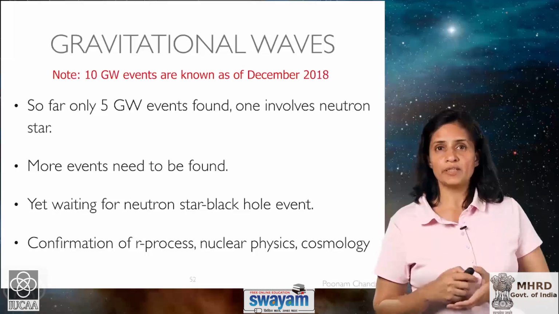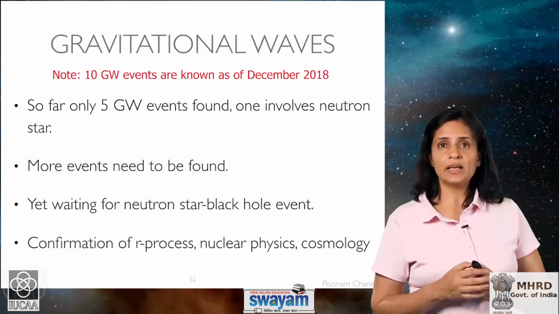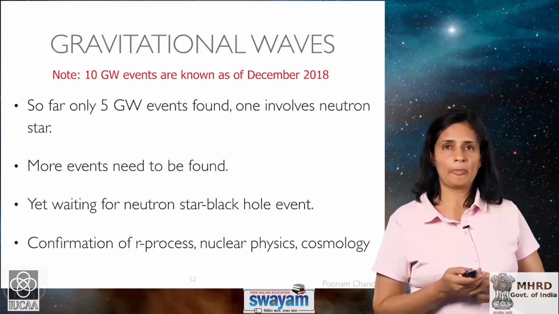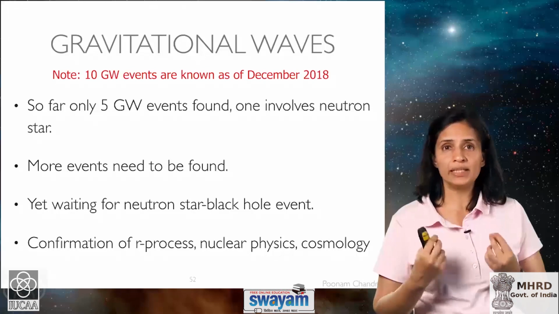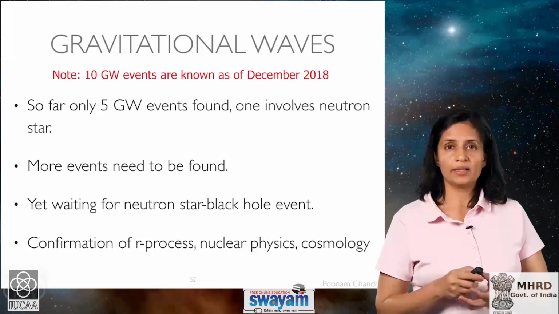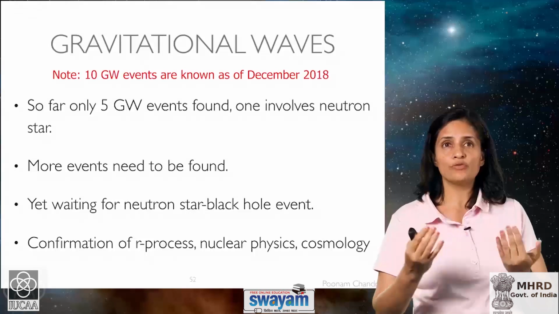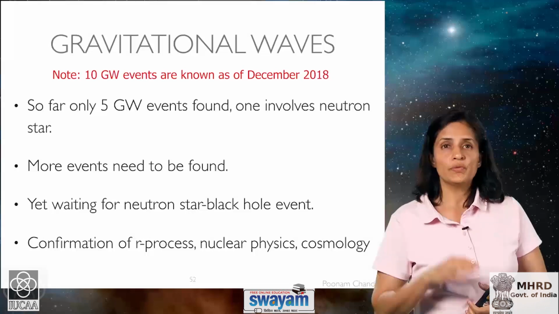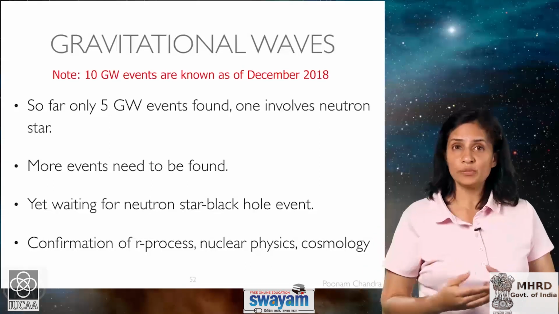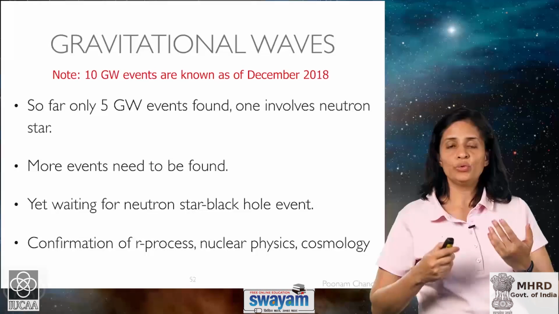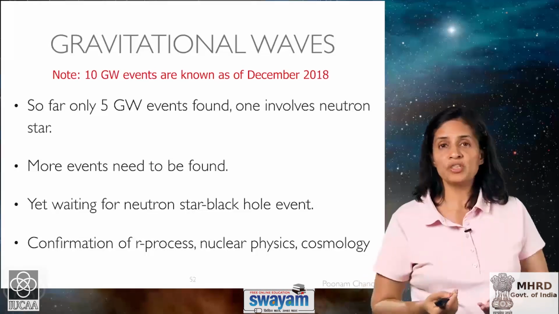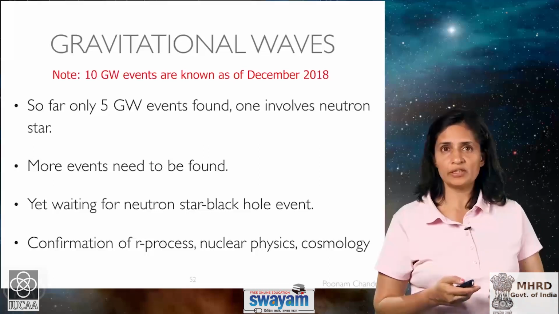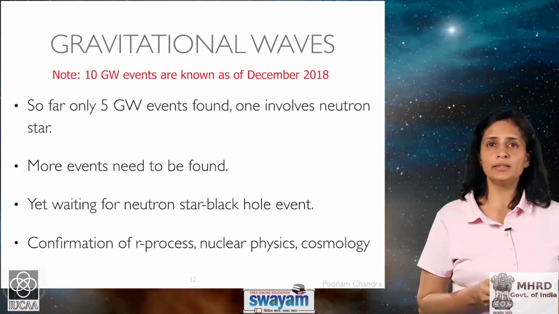Till now, we know only 5 gravitational wave events. But these 5 gravitational wave events have given us lots of information, and we now know for real that black holes do exist. Until now, the astrophysics needed black holes to exist, but there was no direct evidence of black holes. We also know that gravitational waves move with the speed of light. We have a lot more information about cosmology, constraints on the Hubble constant. So, these gravitational waves have given us a lot of information.